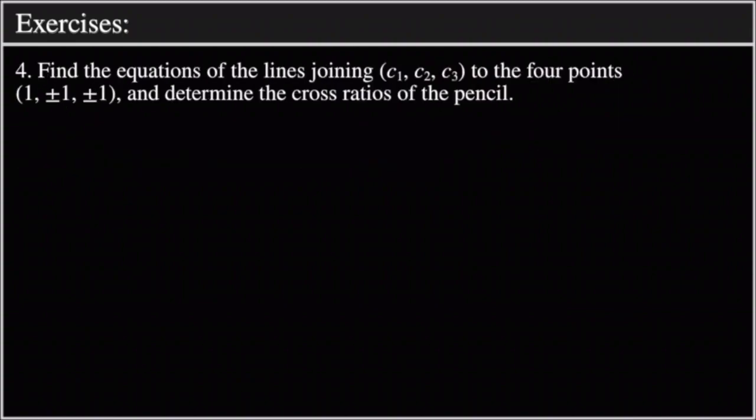4. Find the equation of the lines joining C1, C2, C3 to the 4 points (1, ±1, ±1) and determine the cross ratios of the pencil.